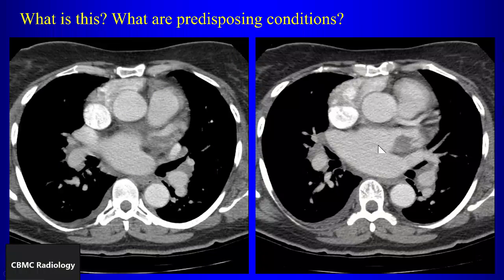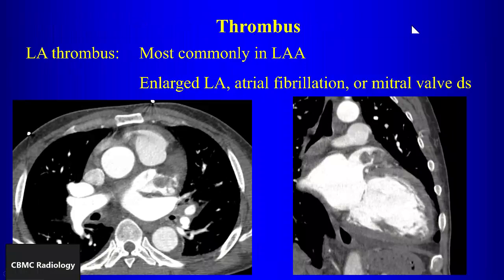Also notice the left atrium is somewhat enlarged. This can also be associated with mitral valve disease. So the disease of the mitral valve, mitral stenosis, can also predispose to formation of thrombus in the left atrium, especially in the left atrial appendage. Okay? So it's most commonly in the left atrial appendage, enlarged left atrium, atrial fibrillation, mitral valve disease. All of these can be associated with thrombus formation.